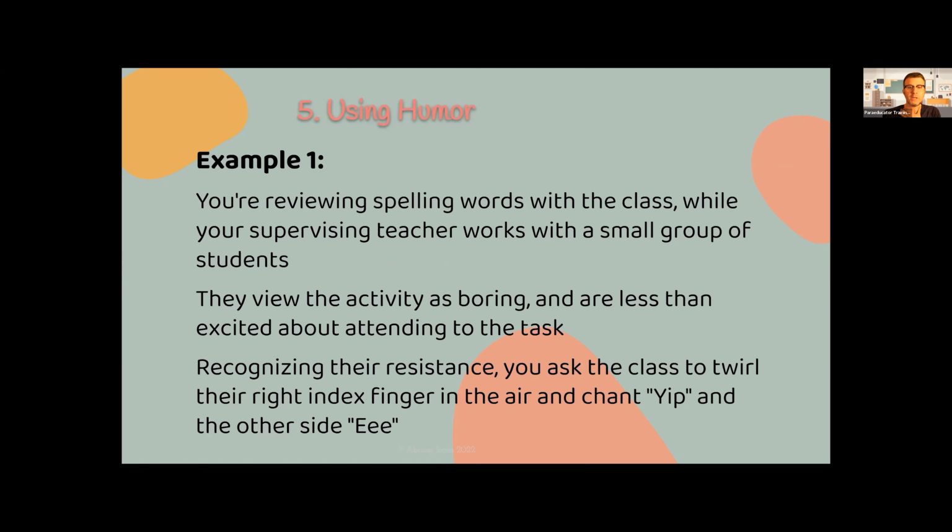Here's an example. Imagine you're reviewing spelling words with the class while your supervising teacher works with a small group of students. The students sort of see the activity as boring and are less than excited about attending to the task. Recognizing their resistance, you ask the class to twirl their right index finger in the air and chant yip, and the other side chants e. Yip, e, yip, e. All right. If they'll cooperate, this can be fun.